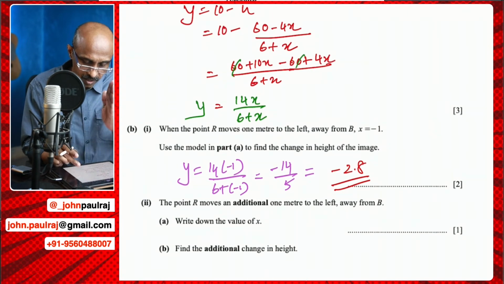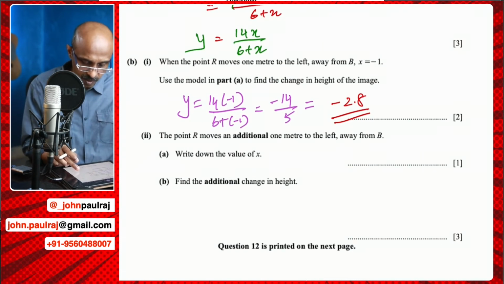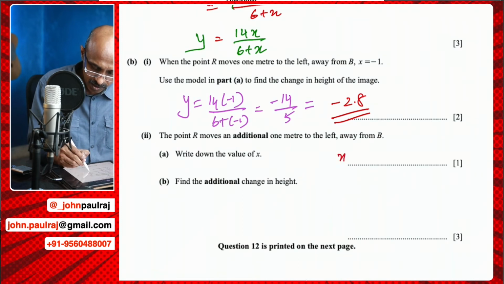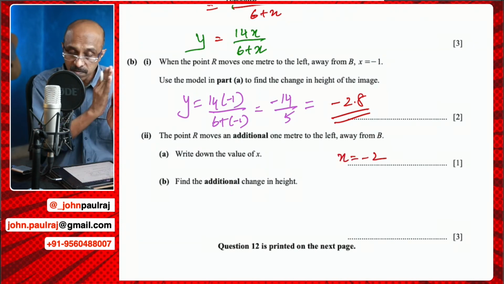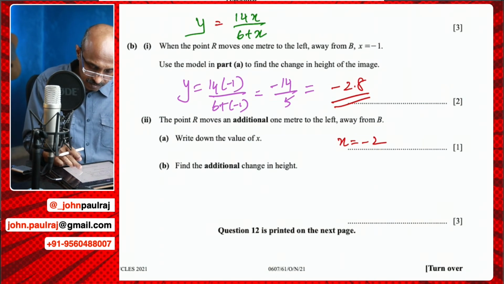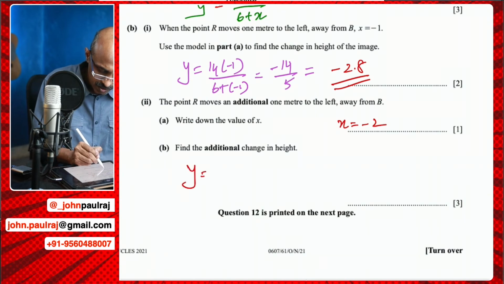All right, the point R moves an additional 1 meter to the left away from B. So it's already moved one step to the left by 1 meter away from B. Second step, write in the value of X. Well, X must be equal to negative 2 this time, right? X is equal to a negative 2. Find the additional change in height. So do the same thing. You'll get Y is equal to 14 times a negative 2 over 6 plus a minus 2.